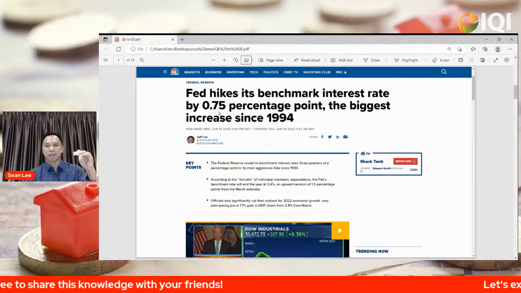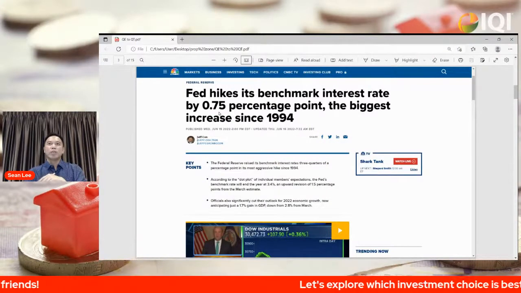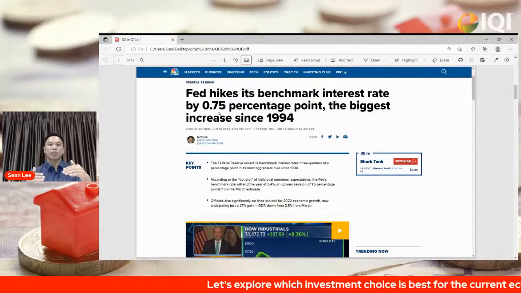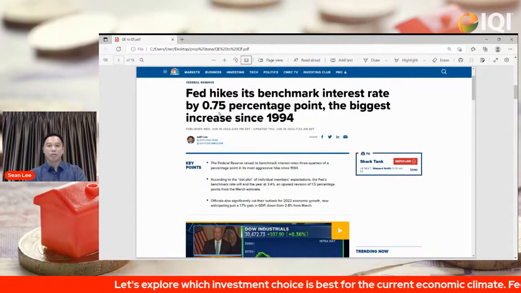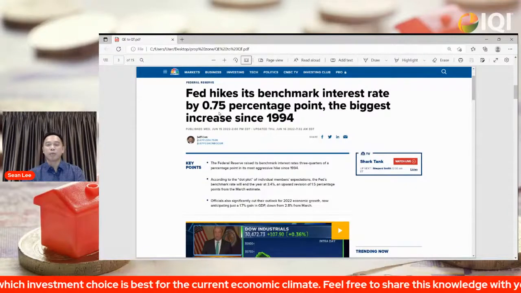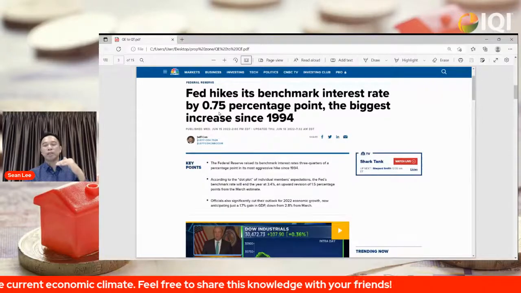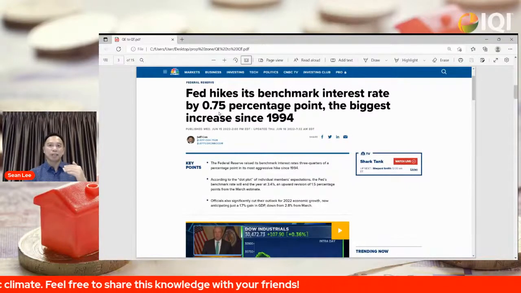Okay, sorry, 1.5 to 1.75. So the question is, do we really need to hike the rate so high to 8% just to be on par with the inflation? Not necessary. Why? Because we have to know that the impact of increasing the interest rate is not immediate to be seen.